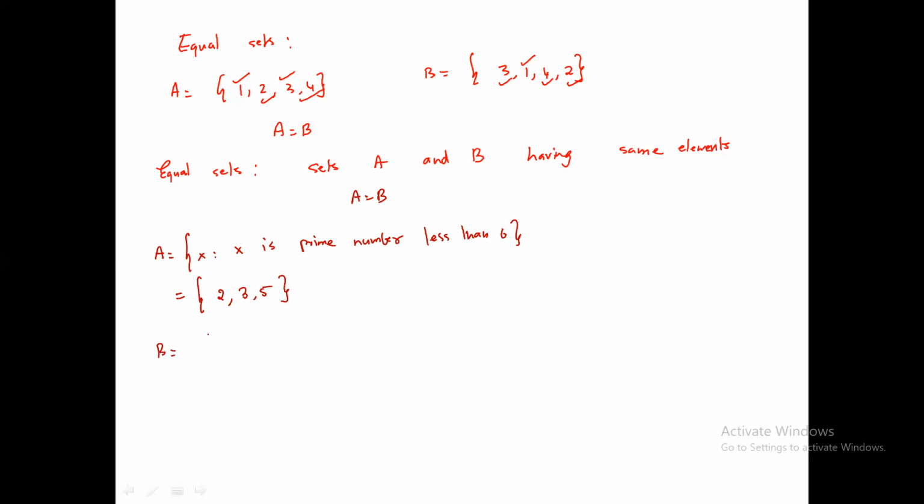Now I will give you set B. I will say it has X such that X is a prime factor of 30. So what are the elements? 2 is a prime number which is a factor of 30. 3 is a prime number which is factor of 30. 5 is a prime number which is factor of 30. So you can see the sets A and B are exactly equal. 2, 3, 5, 2, 3, 5.